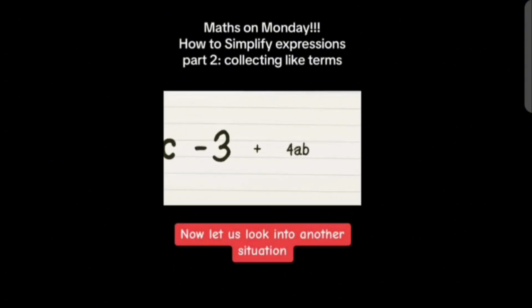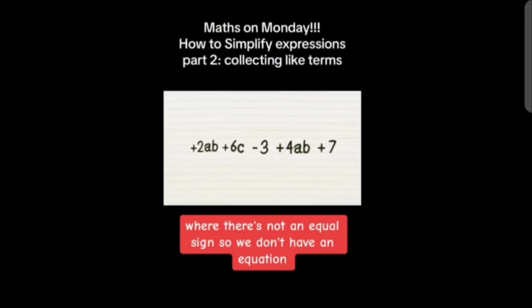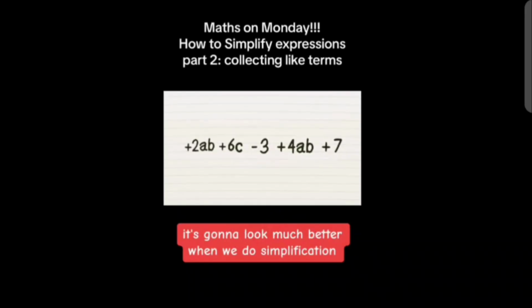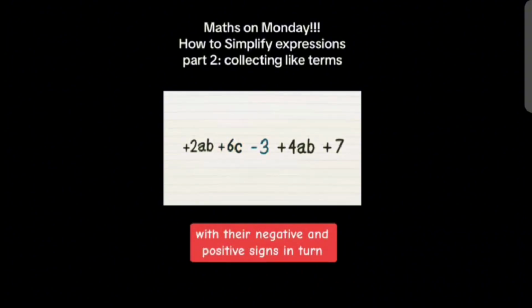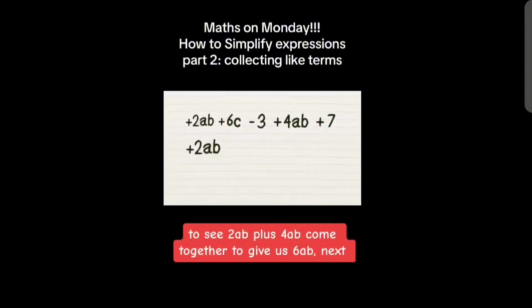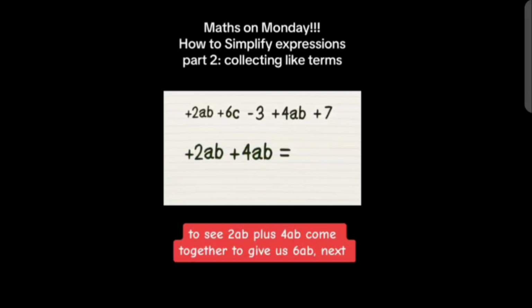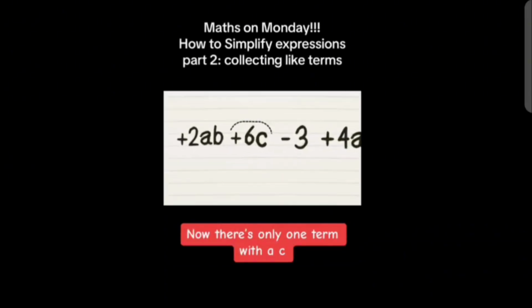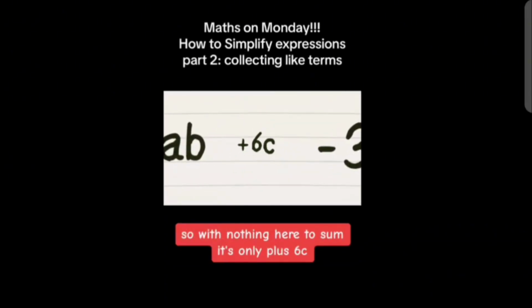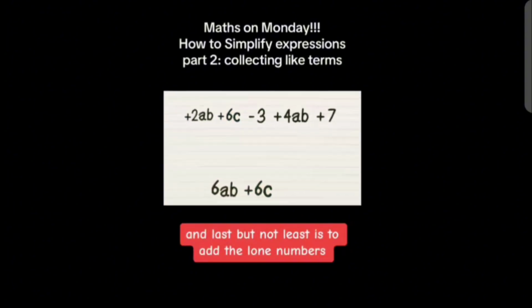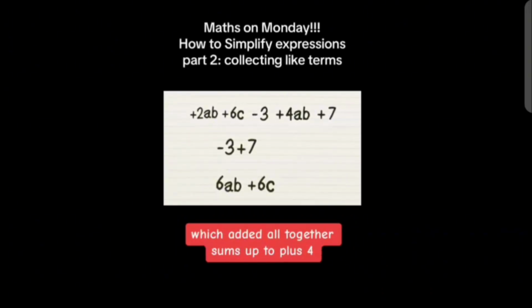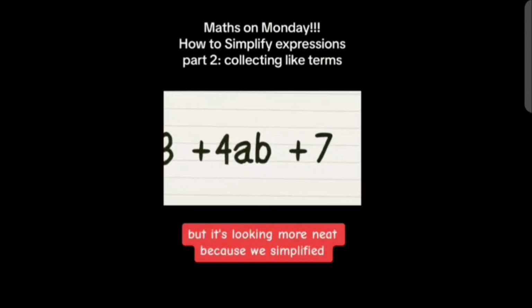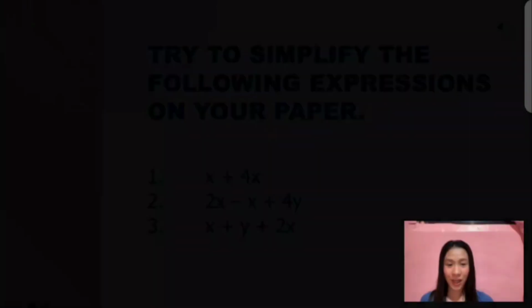Now let us look into another situation where there's not an equal sign, so we don't have an equation. It doesn't need a balance, so we call it an expression. It's gonna look much better when we do simplification. So first step, let's collect the like terms with their negative and positive signs. We see 2ab plus 4ab come together to give us 6ab. Next, there's only one term with a c, so with nothing here to sum, it's only plus 6c. And last but not least is to add the lone numbers. The sign travels over with the terms as discovered. So take -3 plus 7 more, which added all together sums up to +4. Now there's no more terms in this expression to find, but it's looking more neat because we simplified.